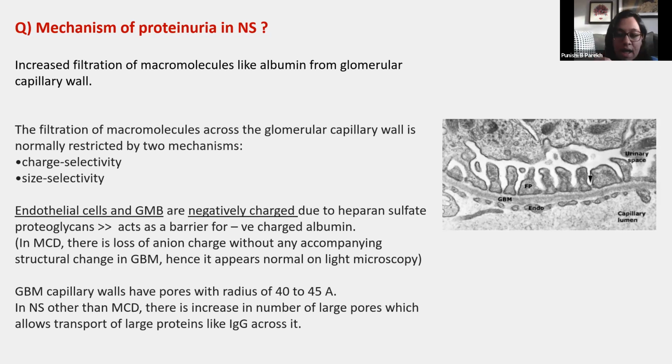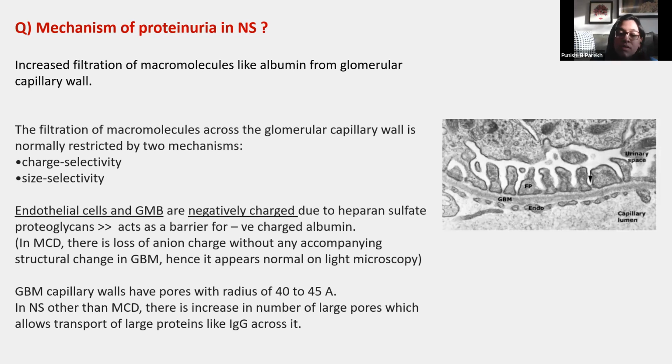Normally, the filtration of macromolecules across the glomerular wall is restricted by two mechanisms: there's charge sensitivity and there's size sensitivity. If you look at this image over here, this is the endothelium, this is the glomerular basement membrane, these are the foot processes of the podocytes, this is the urinary space, and this is the capillary lumen. Basically, if there is filtration of macromolecules, they will move from the capillary space into the urinary space and be excreted out in the urine.